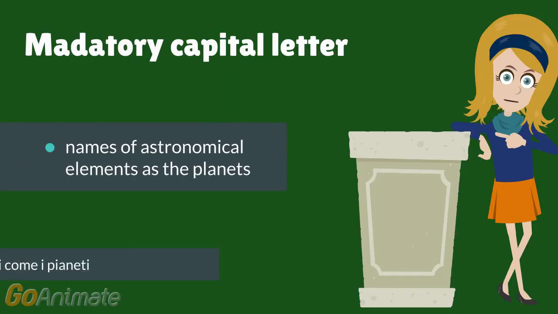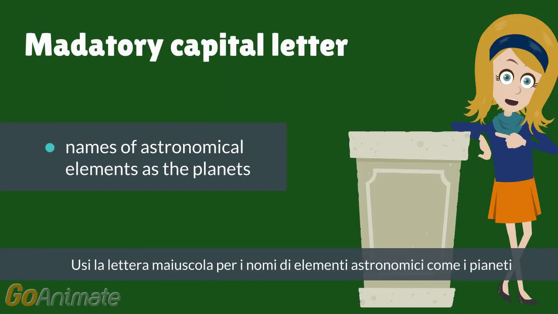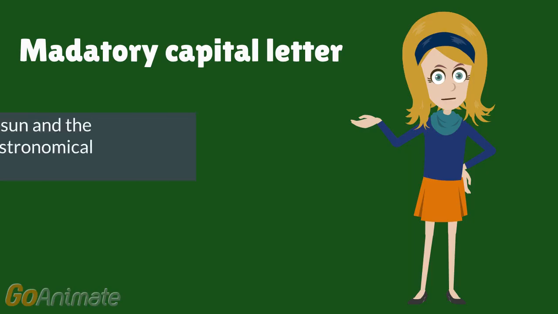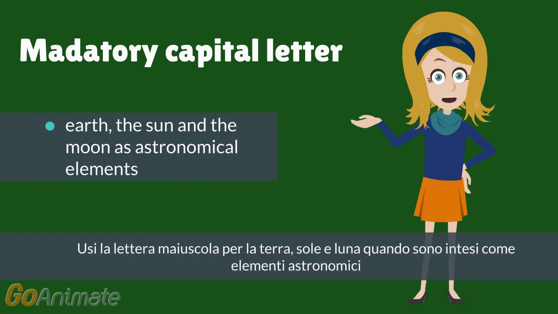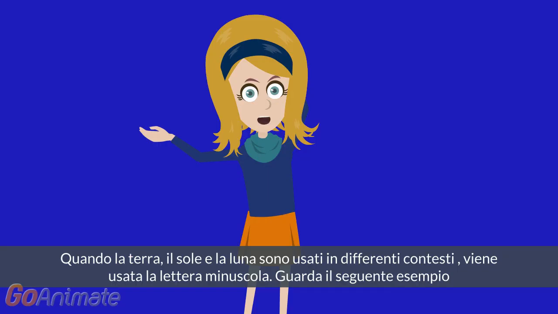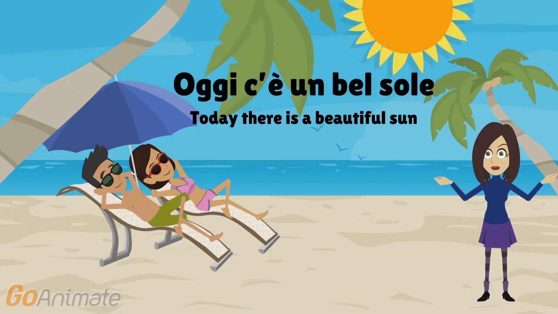The capital letter is also mandatory with the names of astronomical elements, such as the planets. Giove è un grosso pianeta. Also the Earth, the Sun, and the Moon must have the capital letter if they are used as astronomical elements. Il Sole è una stella. When the Earth, the Sun, and the Moon are used in different contexts, the lowercase letter is used. See the following example. Oggi c'è un bel sole.